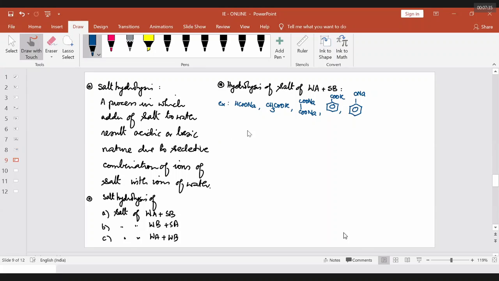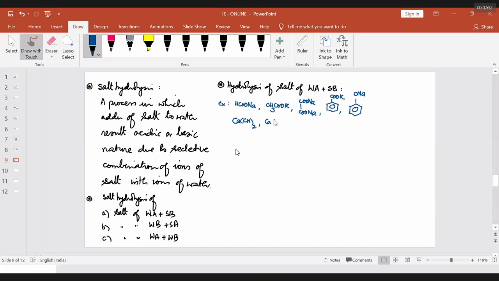Why don't you go for inorganic, sir? Okay, no problem. Let us take calcium cyanide, coming from the weak acid hydrogen cyanide and calcium hydroxide. Next, say for example, calcium sulfide, from calcium hydroxide and H2S. Let us take any weak acid, magnesium phosphate, Mg3(PO4)2. Who is phosphoric acid? Weak acid. Who is magnesium hydroxide? Strong base, right?